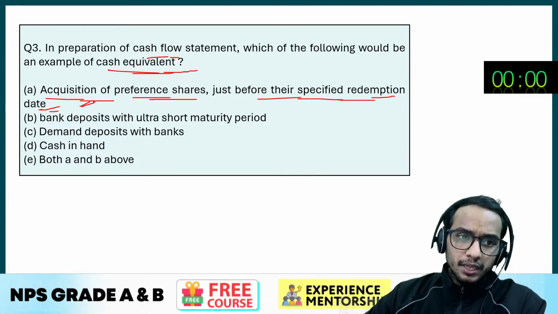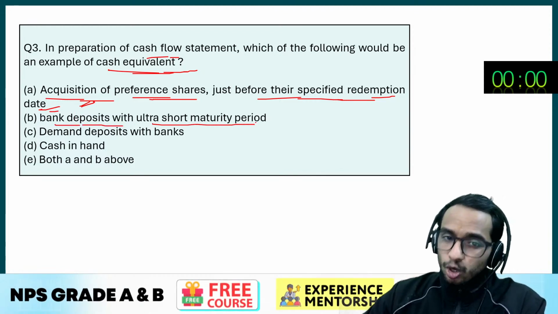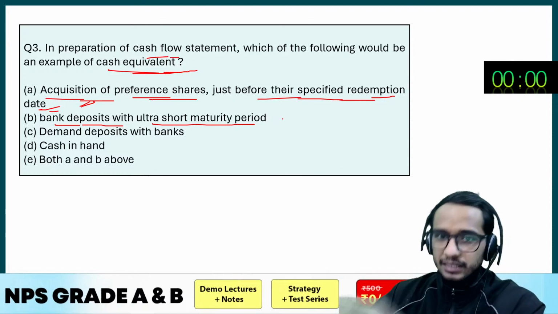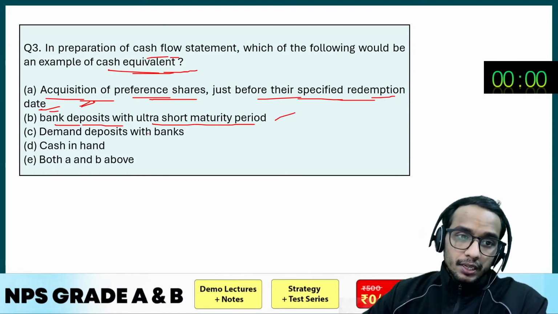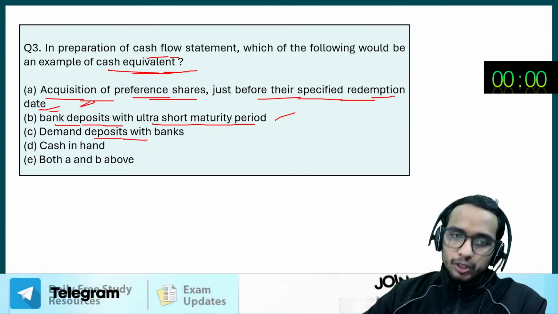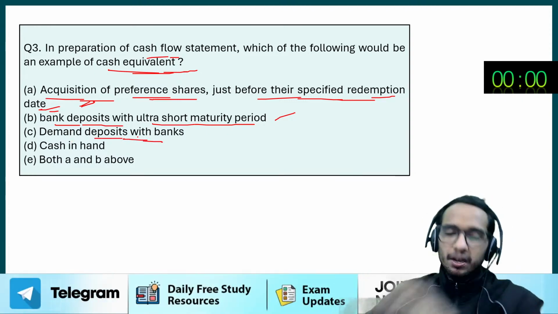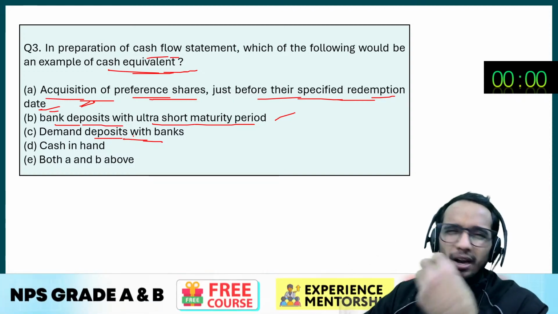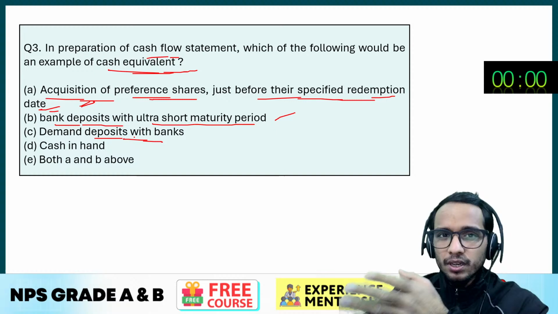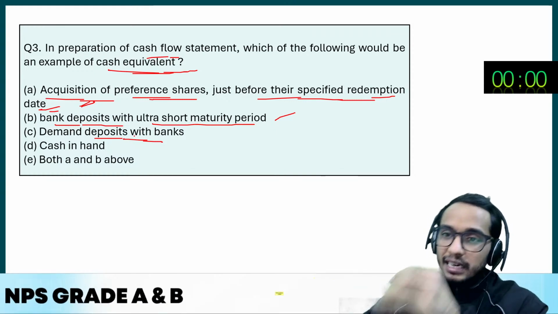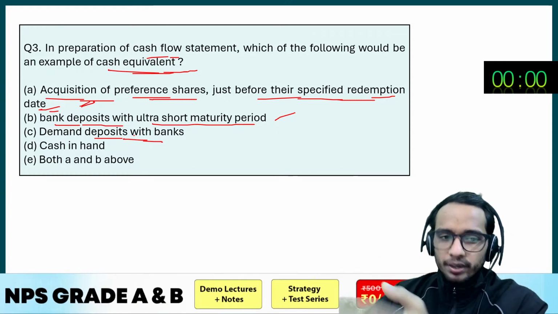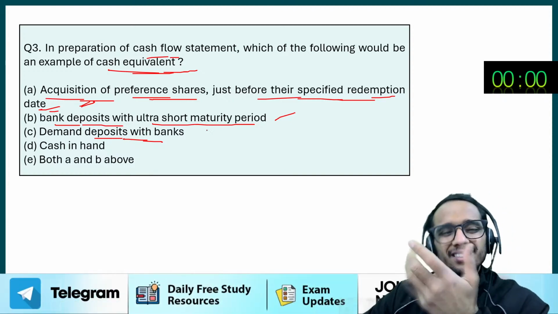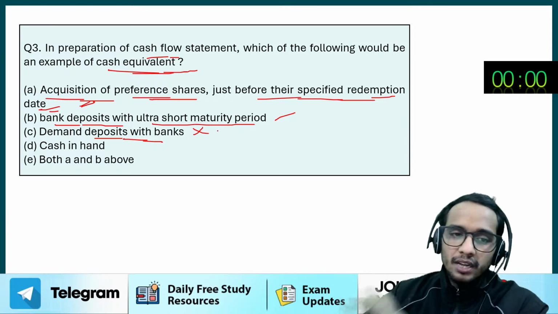Option number B says bank deposit with the ultra short maturity period. Again, the period is ultra short, very short maturity period, so it is your cash equivalent. C option says demand deposit with banks. See, whatever money you have in the bank, that is in the form of demand deposit. Deposit means you have the balance in the current account or saving account. Whenever you would need it to be withdrawn, you can do that. So it is your demand deposit, right? So it is a kind of cash, not the cash equivalent. It is equivalent to cash, so it is not going to be the answer.